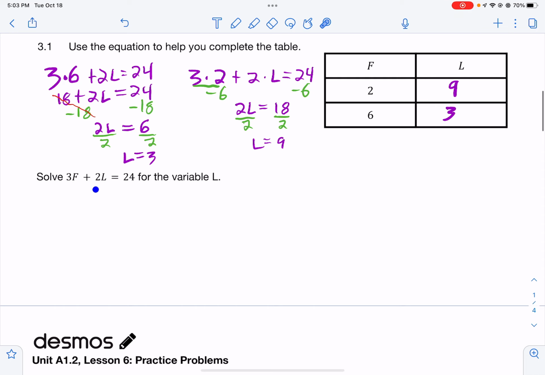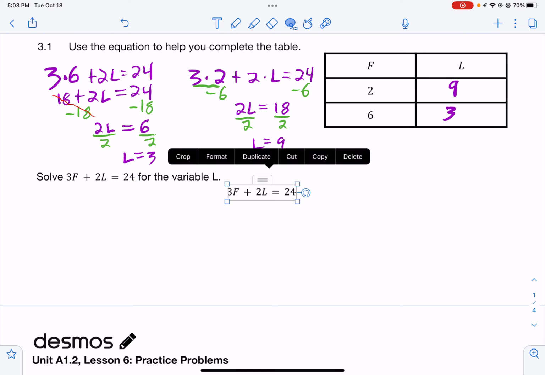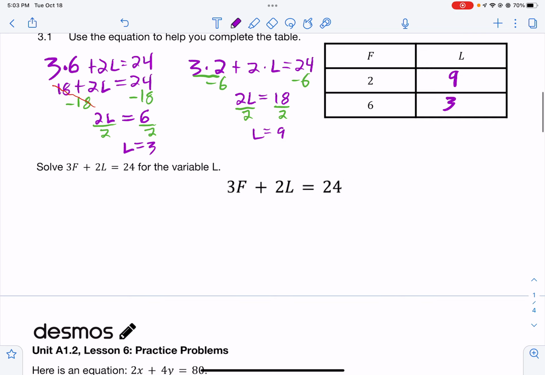Okay, so now we're asked to solve this equation for the variable L, which is really similar to what we've been doing. I'm just going to duplicate it down here. So we're still trying to just get the variable L by itself. So we will subtract 3F from both sides. Remember 3F minus 3F reduces to 0. And now on the right, we can't simplify this anymore. We have 24 minus 3F.